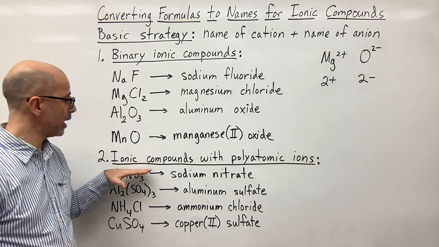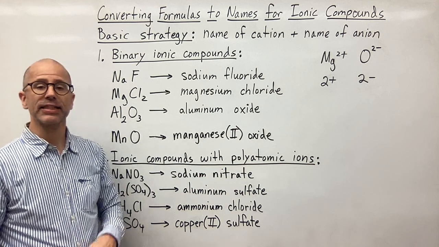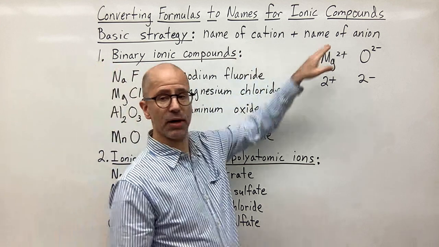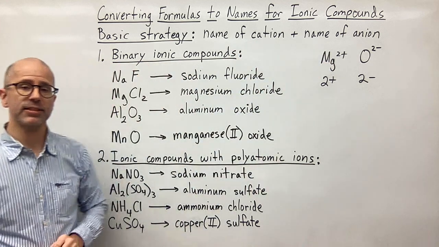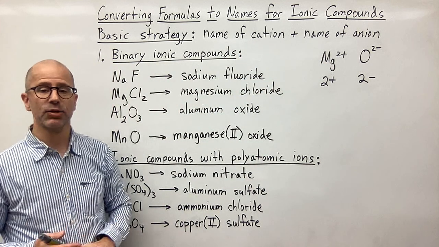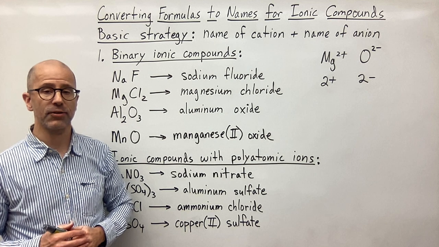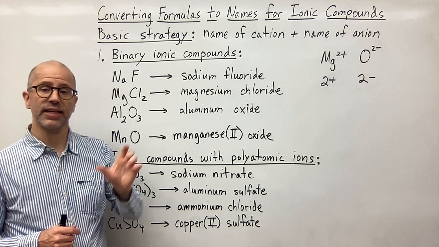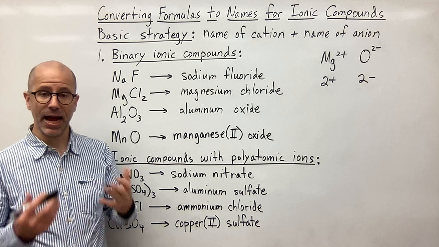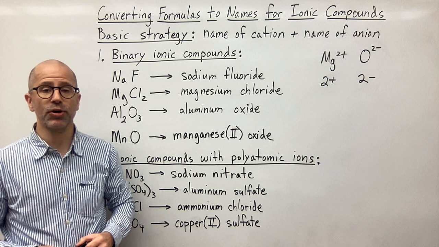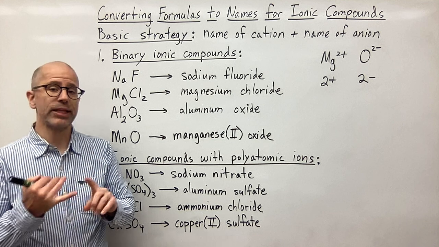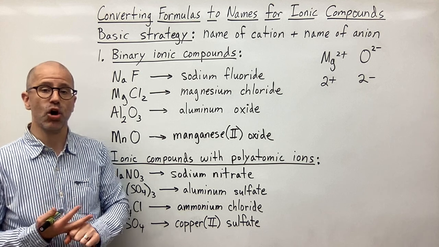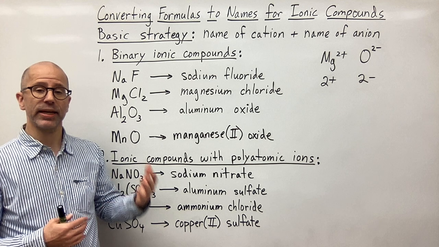For compounds that have polyatomic ions, it's the same rule: name of the cation plus the name of the anion. But in this case, with the polyatomic ions, which are mostly negative ions, you don't need to change the ending. You just put the name of the polyatomic ion as it's written. So this is why it's really important to know the names, charges, and formulas of your polyatomic ions so you know what to write for the name.